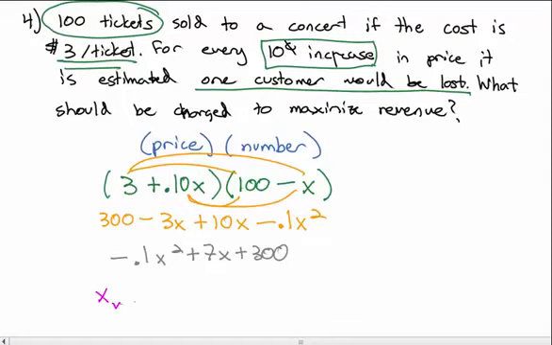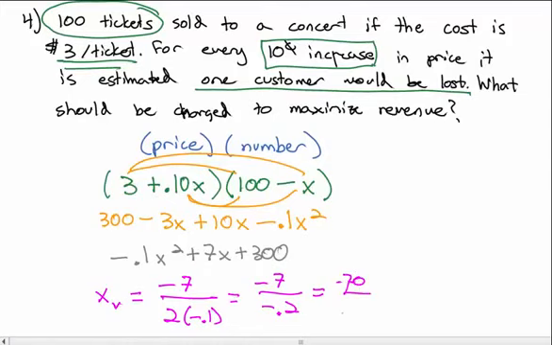And then the vertex on x is going to be at the opposite of b, negative 7, over 2a, 2 times negative 0.1, negative 7 over negative 0.2. Move the decimal over, we've got negative 70 over negative 2, which reduces down to 35. What I want to be careful here, though, is 35 is the number of increments that we determined were appropriate to maximize our revenue.